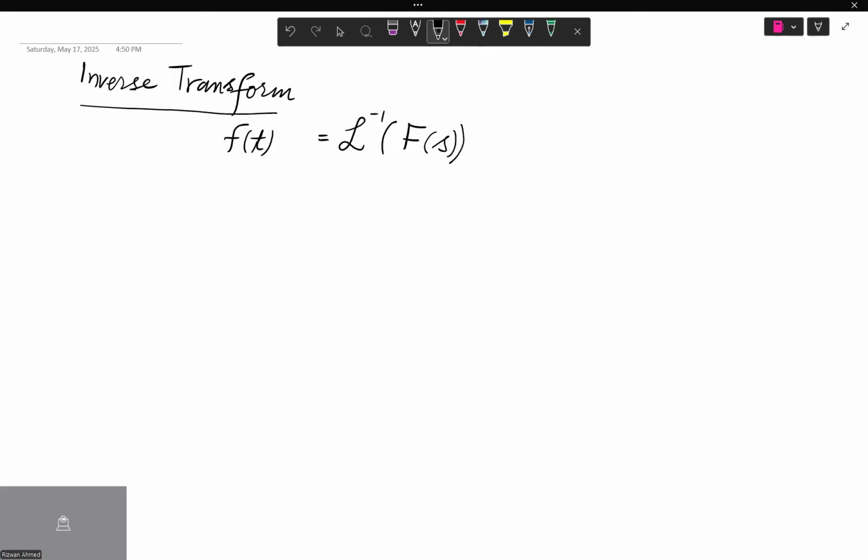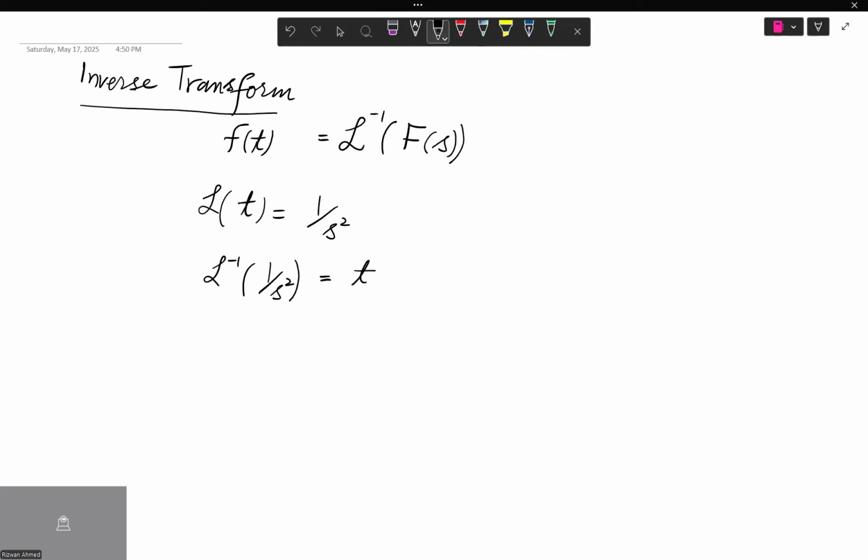Like we know the Laplace transform of t is equal to 1 over s squared. So in the inverse operation, if we encounter 1 over s squared, then its Laplace inverse would be written as t. That is the standard practice.